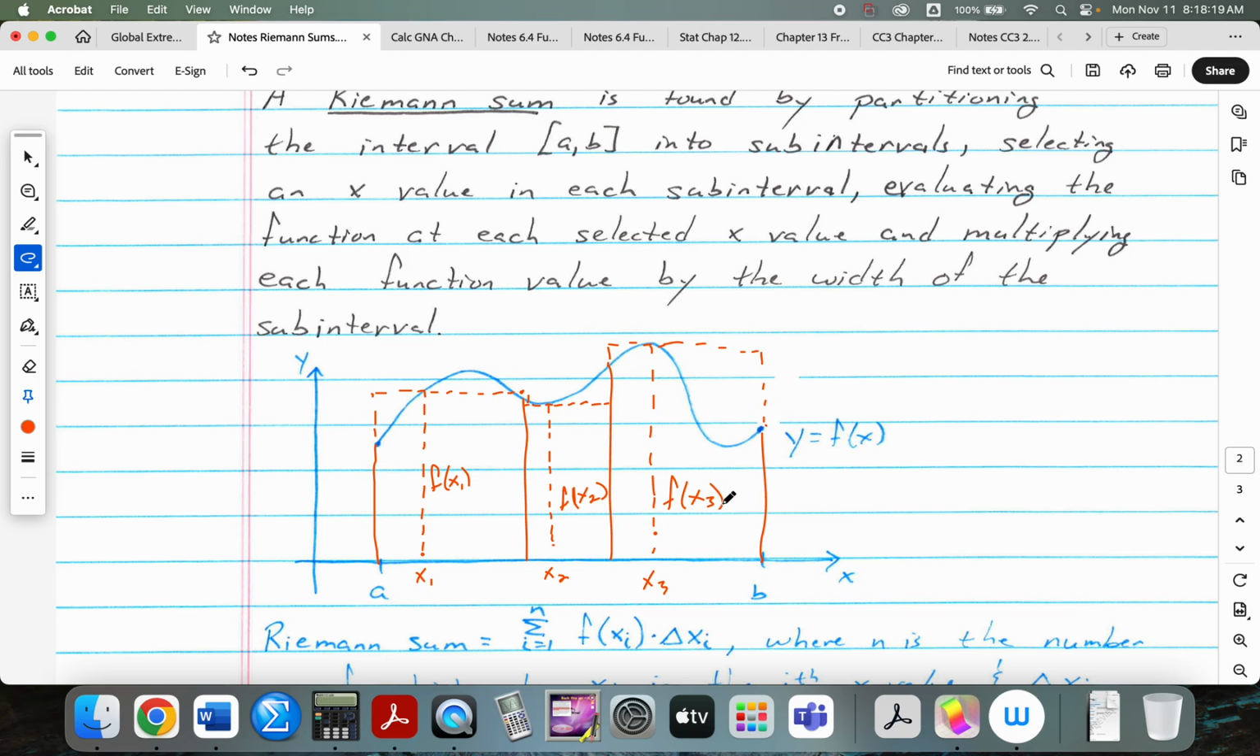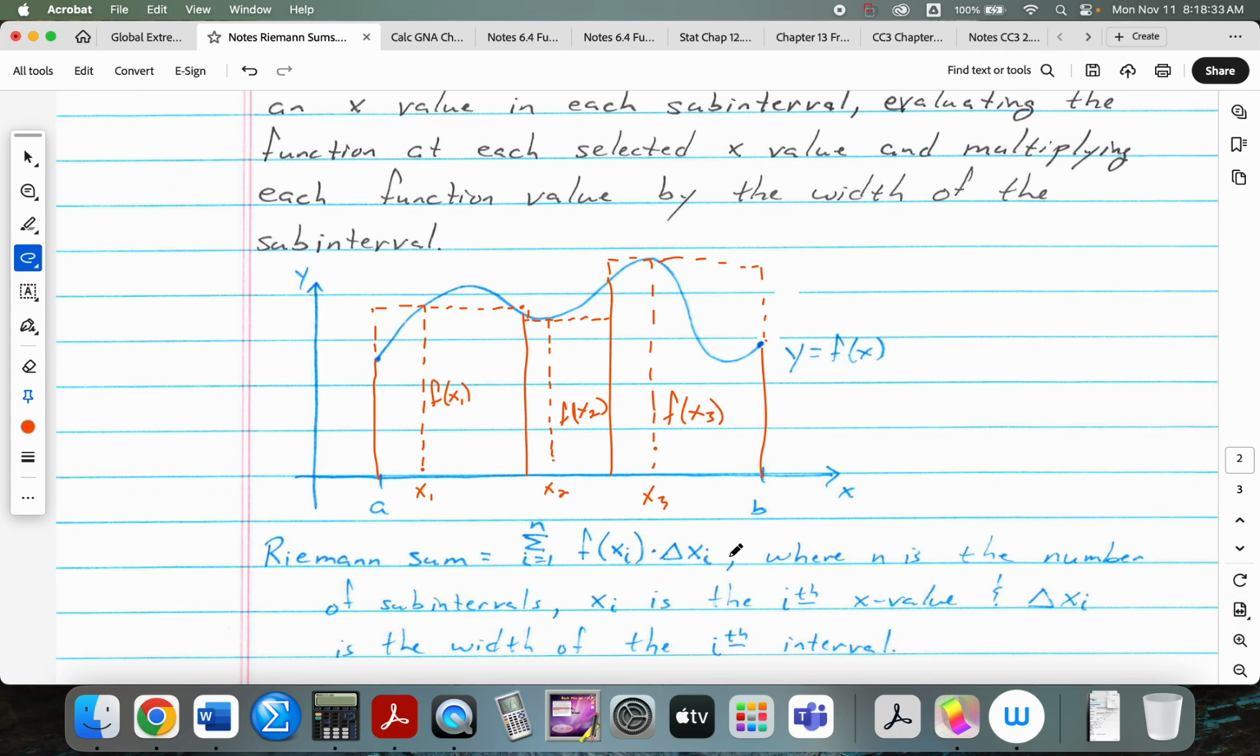So the Riemann sum is the summation as i goes from 1 to n of f of x sub i times delta x sub i, where n is the number of subintervals. In this case, it would have been 3. x sub i is the ith x value. So again, I picked 3 random x values, 1 in each of the subintervals. And delta x sub i is the width of the ith subinterval. So I have the width of the first interval, the width of the second, the width of the third.